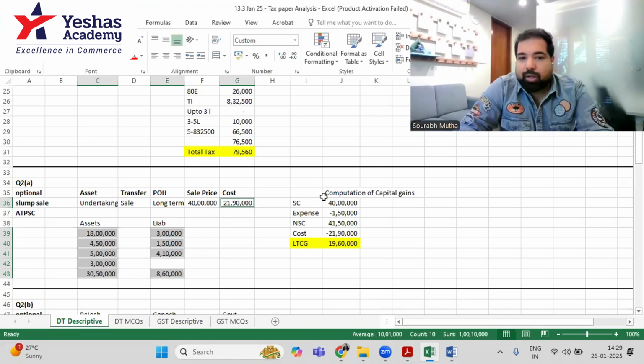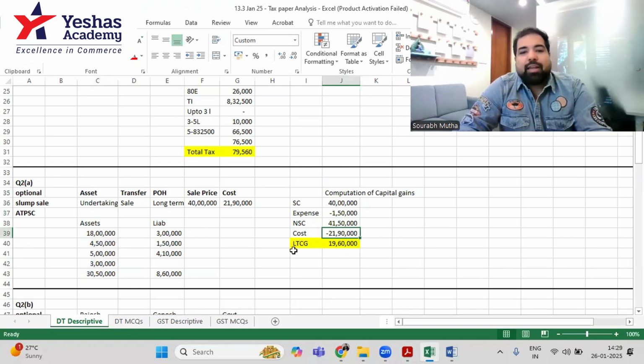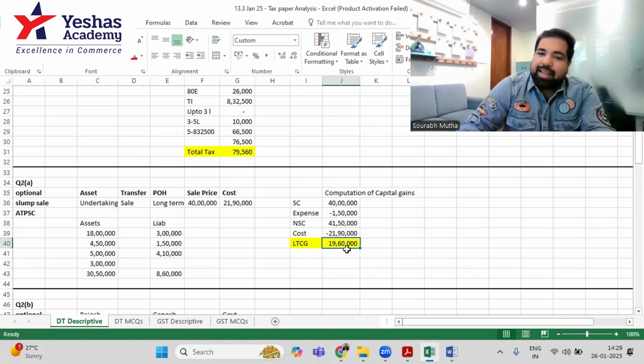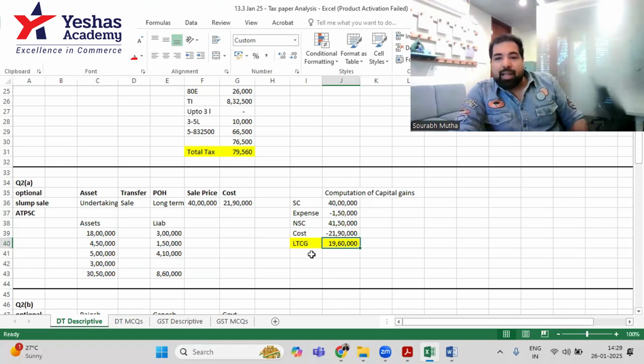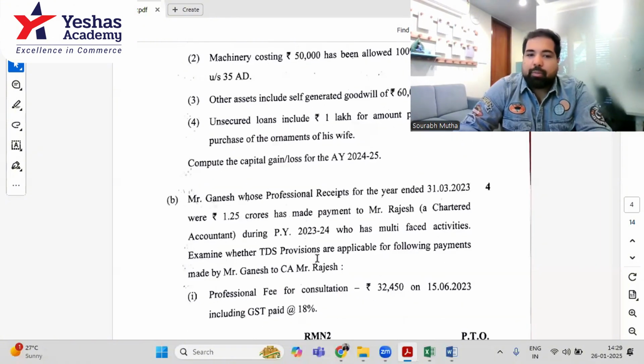Definitely there is long-term capital gain, which is calculated here. 40 lakh minus expenses on transfer is net sale consideration. Remember, slump sale does not get an indexation, so minus 21 lakh 90, and long-term capital gain is 19 lakh 60, which will be taxable at the rate of 20%, which they've not asked. They've only asked us to calculate capital gains.